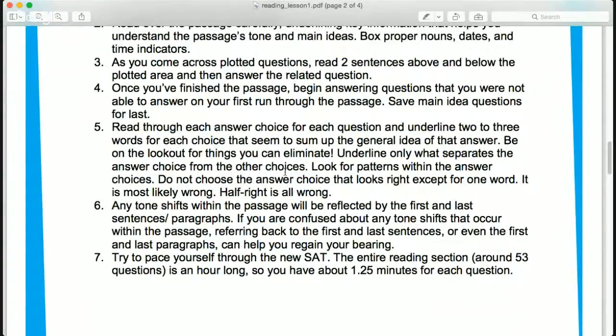Again, if it seems like they're trying to trick you, they might be. So read carefully and make sure that every part of an answer choice is correct before you choose it.